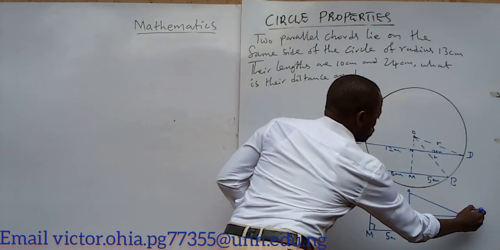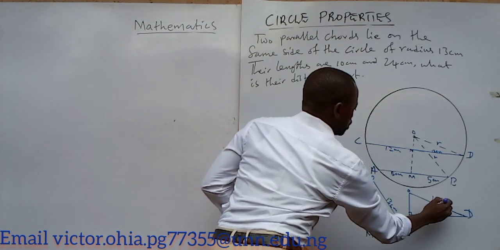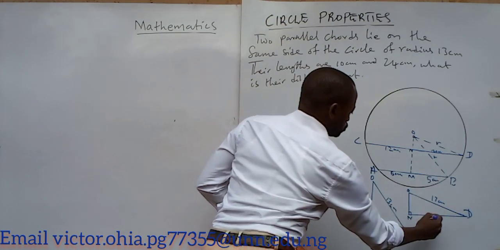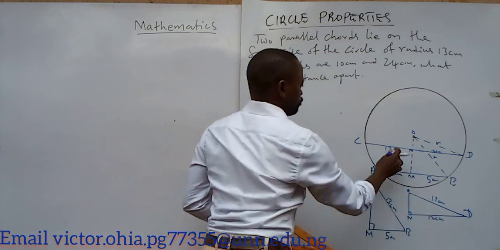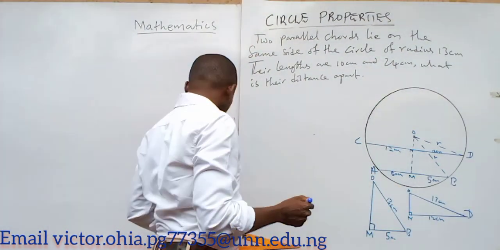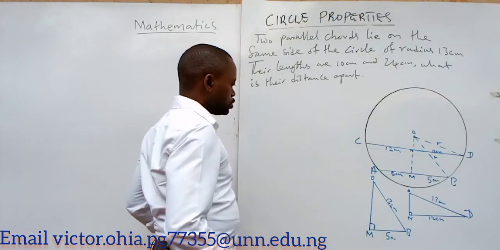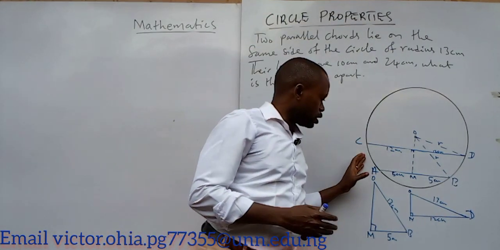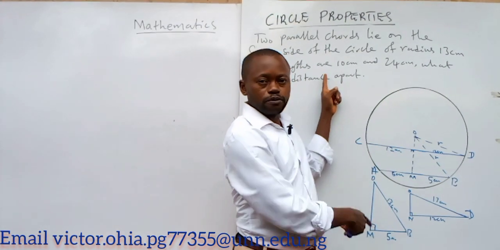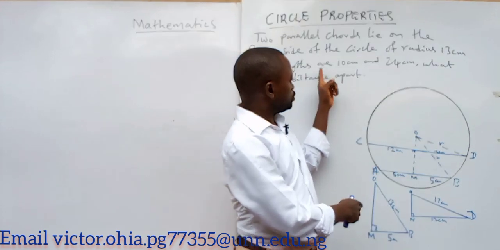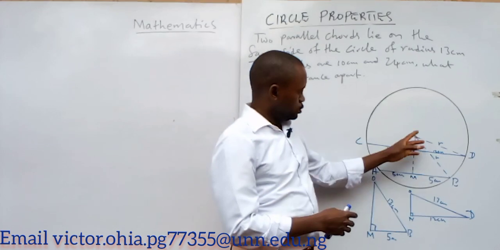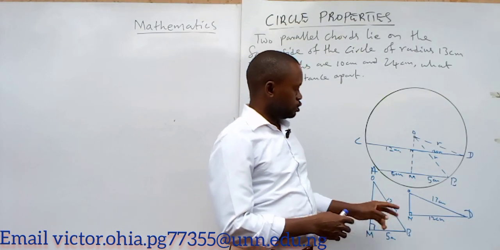Okay, this is D, this is 13 cm, because the radius remains the radius. Okay, and this is now 12 cm, half of that 24 cm chord. So I'm sure this diagram was able to capture this information. I'm sure it is clearly captured here. You can see the representations of this.